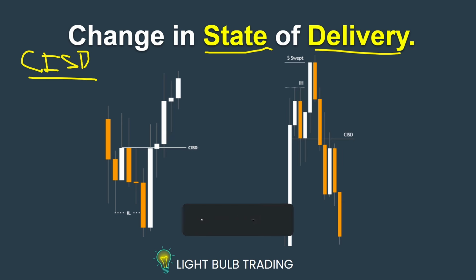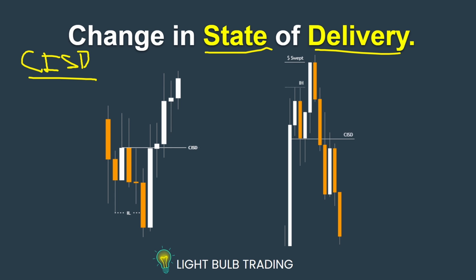Now, CISD has two parts. Number one is the liquidity sweep, also known as a manipulation leg. This is where price sweeps liquidity on the swing low or the swing high here. And number two is where we re-break the swing low or swing high origin. That is our manipulation leg, and flips the bias from bearish to bullish or bullish to bearish.